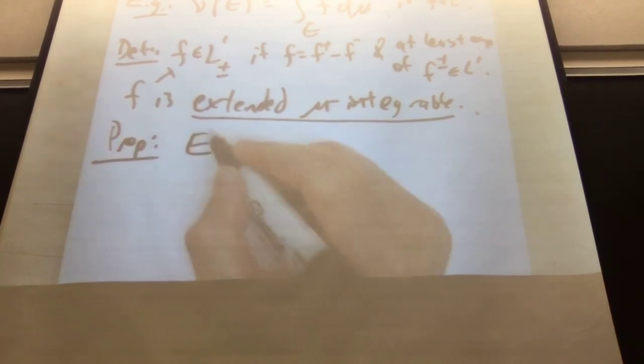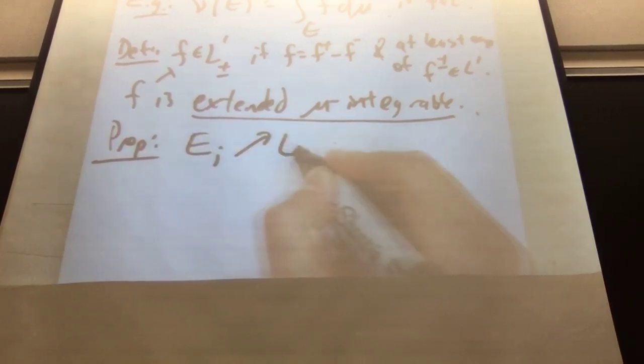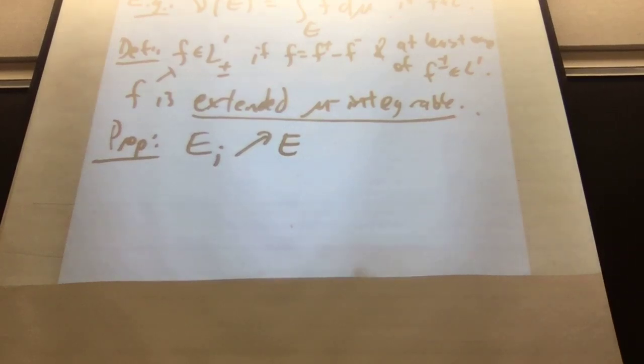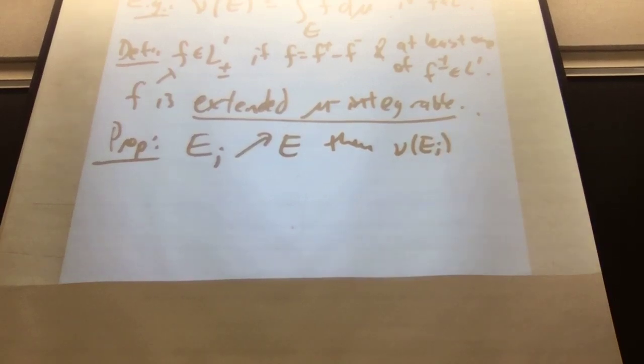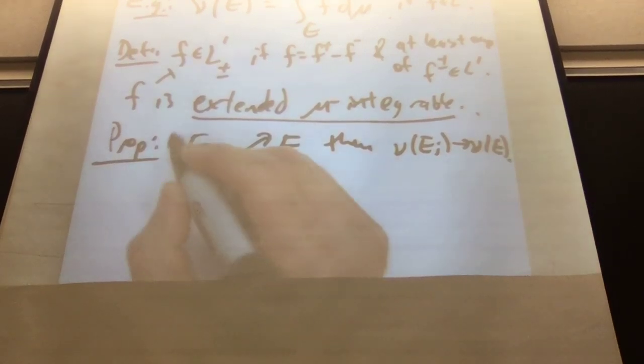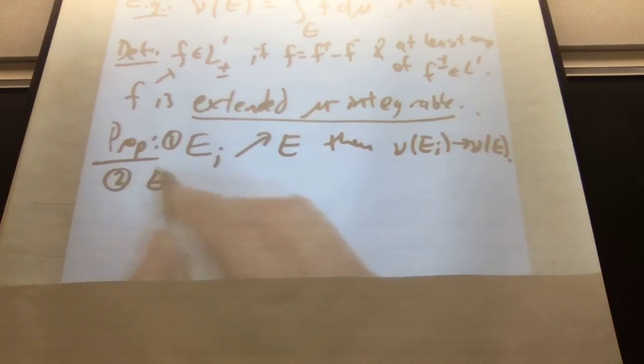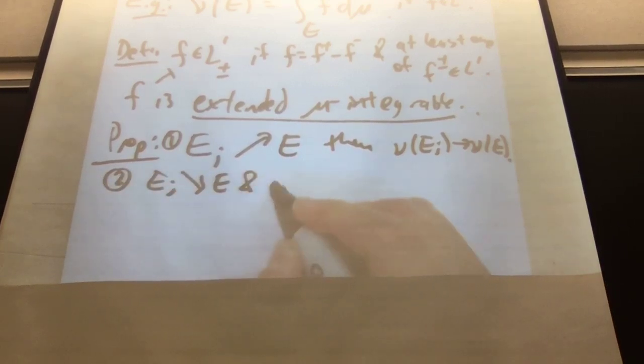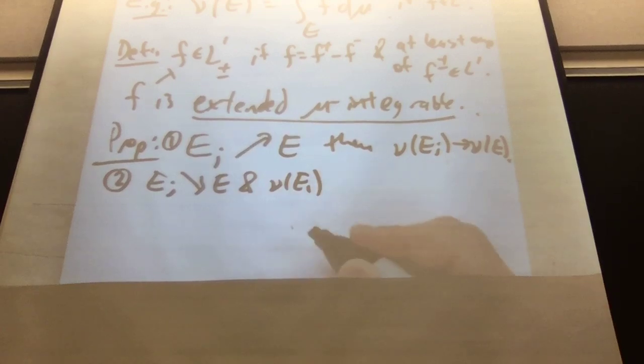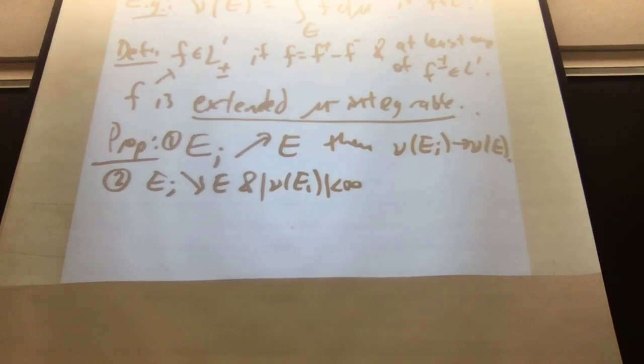If you have sets EJ that are measurable, and they're nested, and their union is a set E, which is then measurable, then the measures of the EJs, I can't say increase, but I can say converge to the measure of E. And similarly, if EJs decrease to E and nu of E1 is finite, then nu of the EJs converges to nu of E.